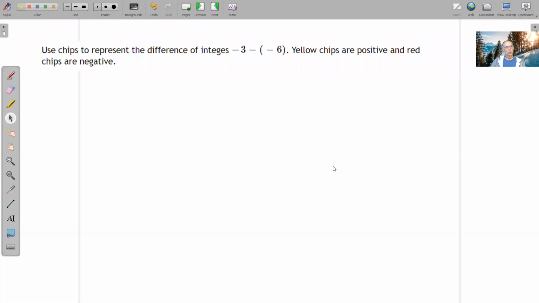Okay. So I want to use the chip model or the charged particle model to represent the difference of two integers. And here I want to show -3 minus 6. So this is one of those illustrate and explain type problems.